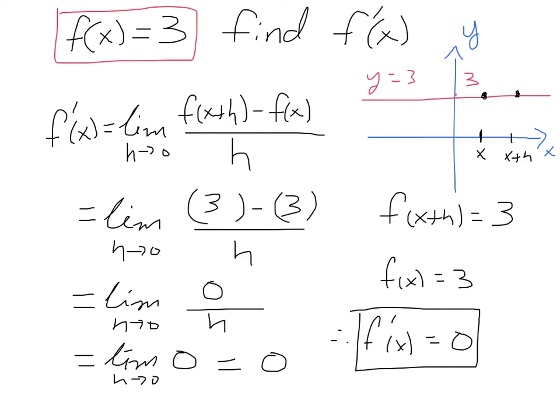Now the geometric interpretation of that, I'm going to take this one step further, is, remember, this is the slope of a secant line, and this is going to become a tangent line. So if you think about a tangent line to this line, it's going to be exactly this line, and the slope of this line is 0. So this is giving the slope of the tangent line to this line here, and that turns out to be 0.